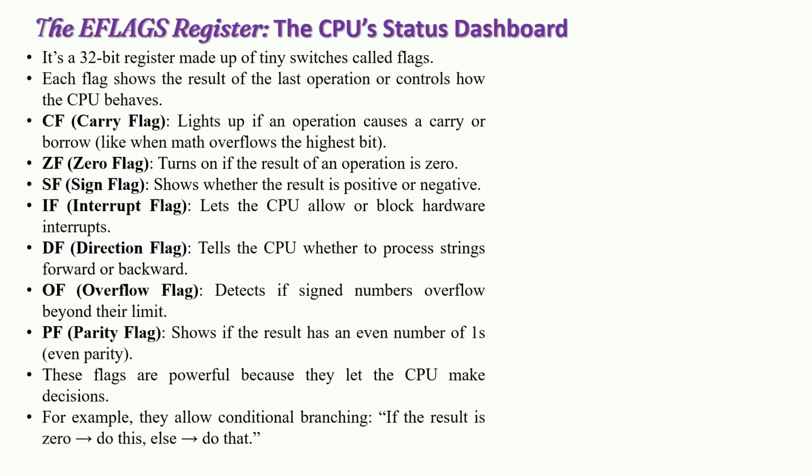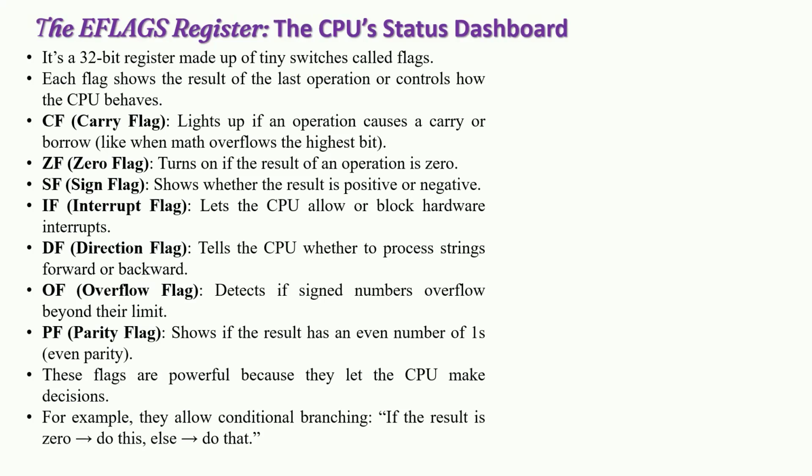Why does this matter? Because it lets the CPU make decisions. For example, if the result is zero, go here. If not, go there. This kind of decision can be made by the CPU very easily by making use of these flag registers. And one can say that this is the backbone of conditional branching in assembly programming.